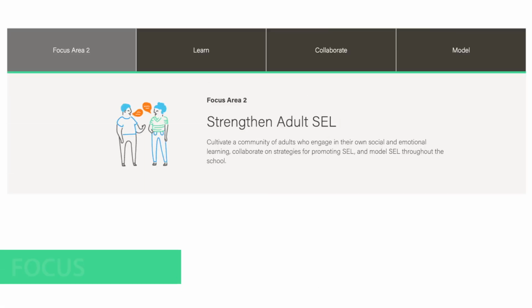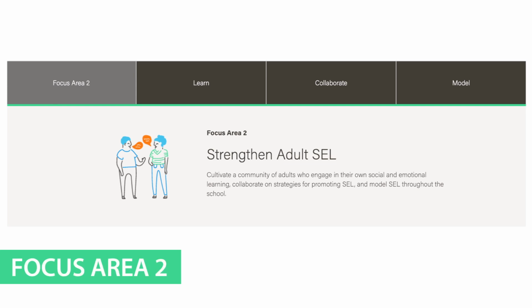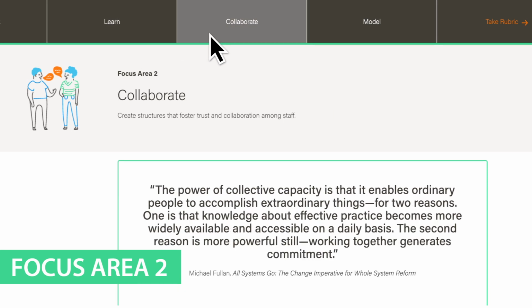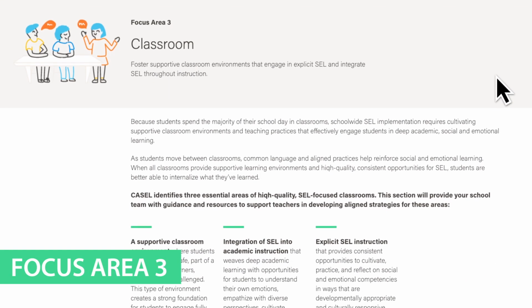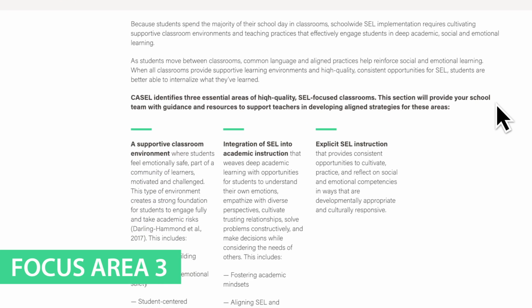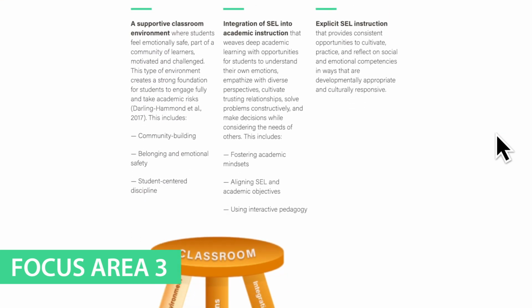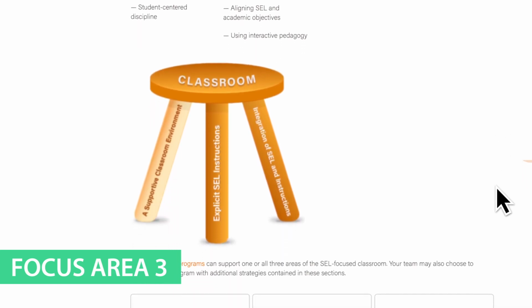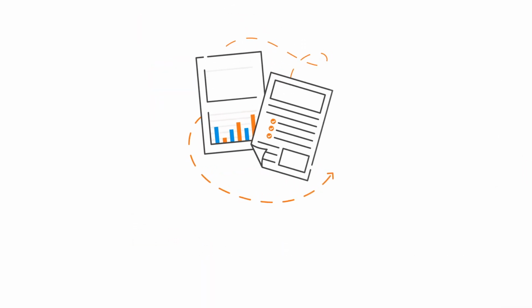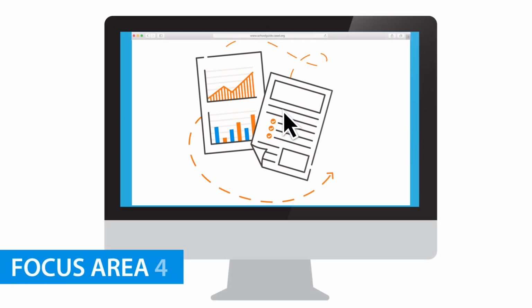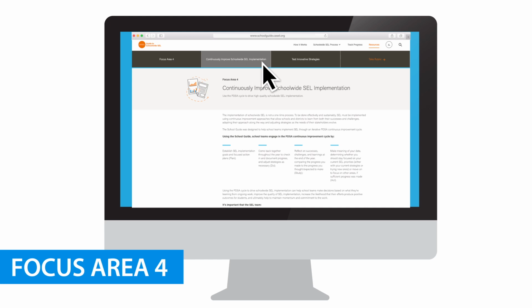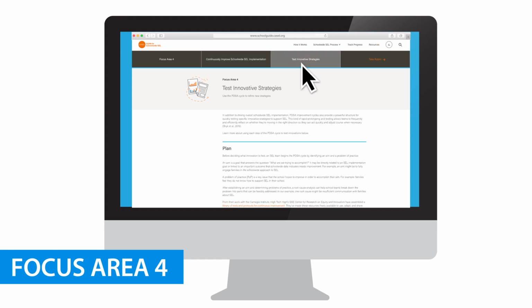In Focus Area 2, you'll find information that will help your staff cultivate their own SEL and build a sense of community. In Focus Area 3, you'll find support for promoting SEL for students in the classroom, throughout the school, and with families and community partners. All through the guide, and especially in Focus Area 4, strategies and tools for continuous improvement can help you track your progress and adjust accordingly.